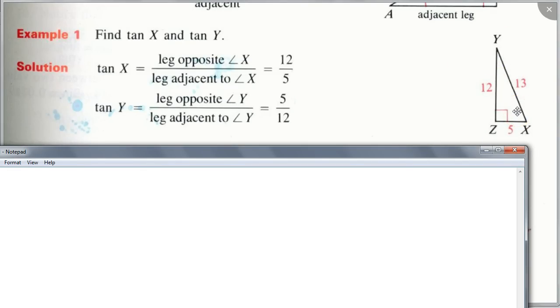Right. Is it possible to find tangent of z? That's a great question. Josephine is asking.